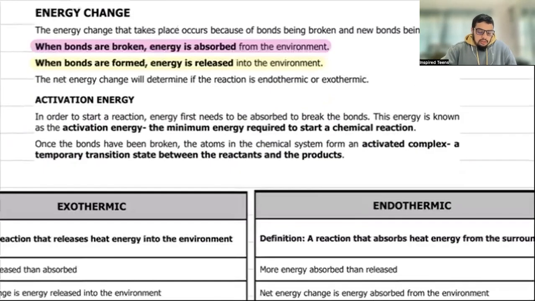Let's look at activation energy. In order to start a reaction, energy first needs to be absorbed to break the bonds. This energy is known as activation energy, the minimum energy required to start a chemical reaction. Once the bonds have been broken, the atoms in the chemical system form an activated complex, a temporary transition state between the reactants and the products. We'll discuss that when we do the graph.